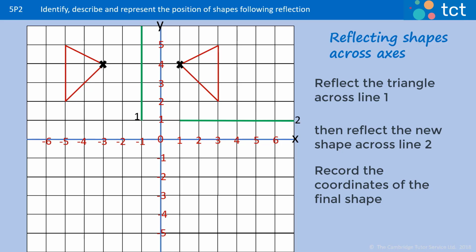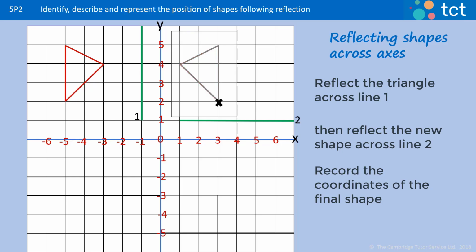Now we have to reflect this one across line 2. Again, the line of symmetry isn't on the x-axis, it's one above. So we're going to trace that again. Remember, it's not the exact same as the other one because it's the opposite way round, it's the reflection.